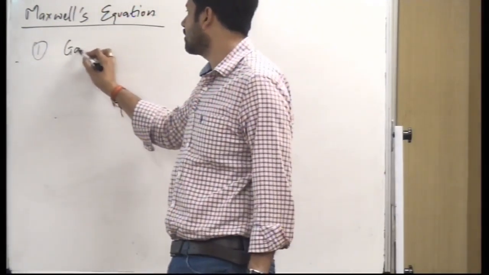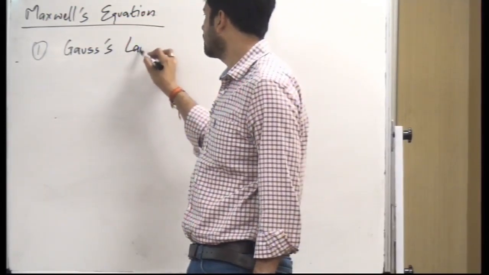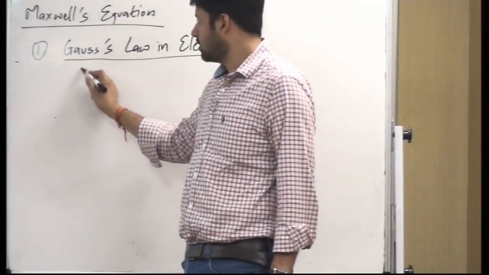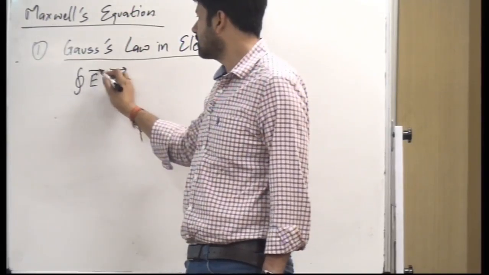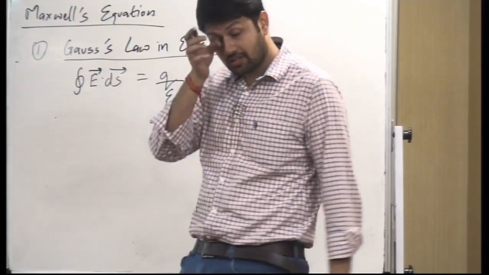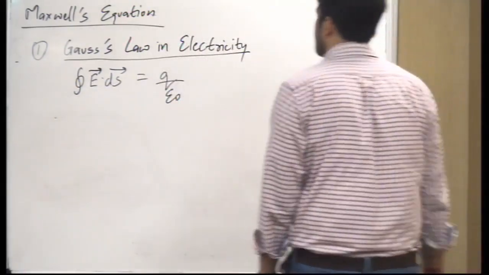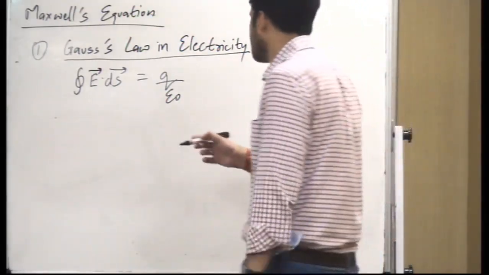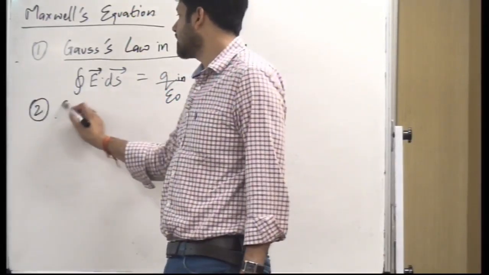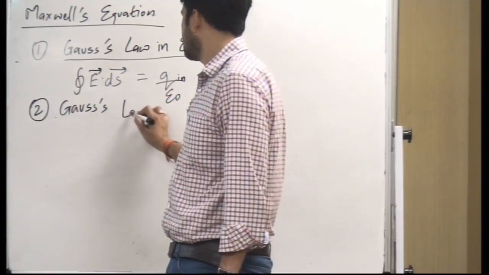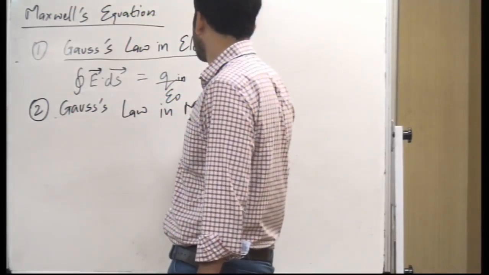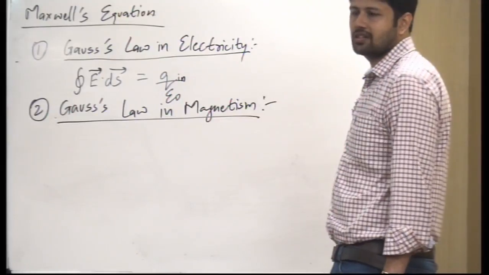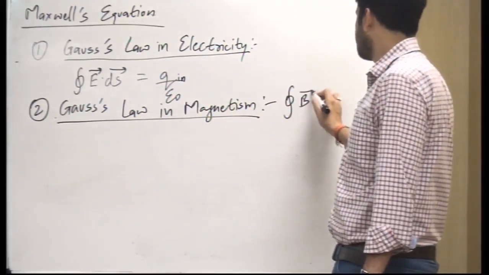So the first one was Gauss's law in electricity, which you already know is what? Flux through a closed surface is 1 by epsilon naught times the charge inside. Right. Second, Gauss's law in magnetism. What is this? Any idea? It would be pretty similar.